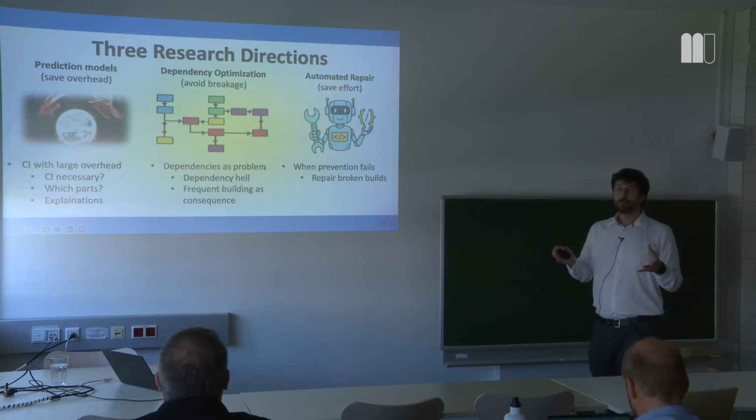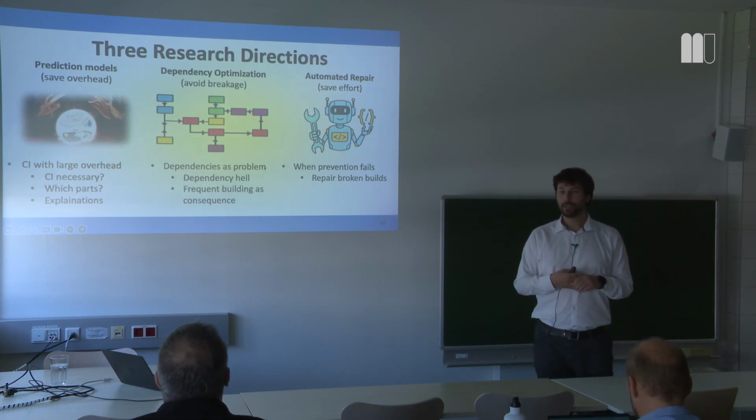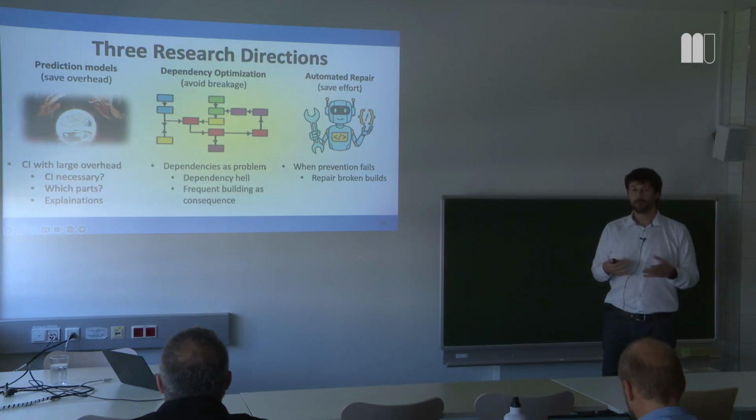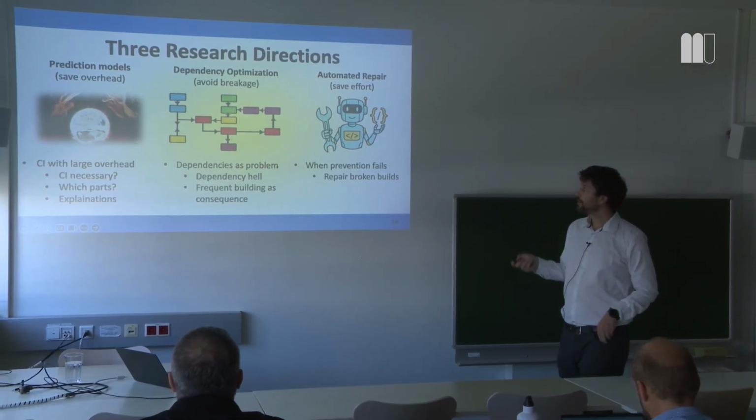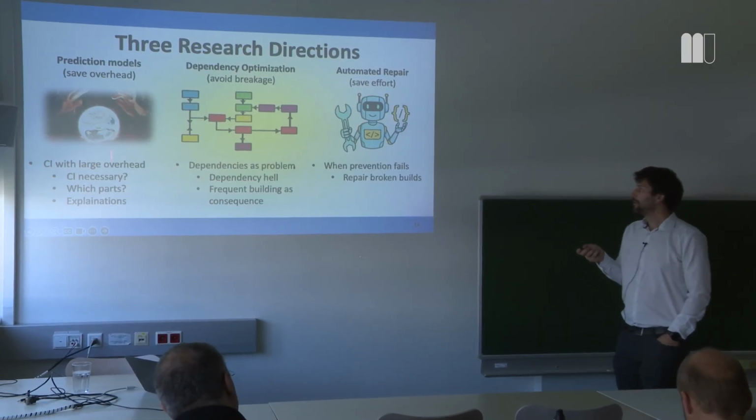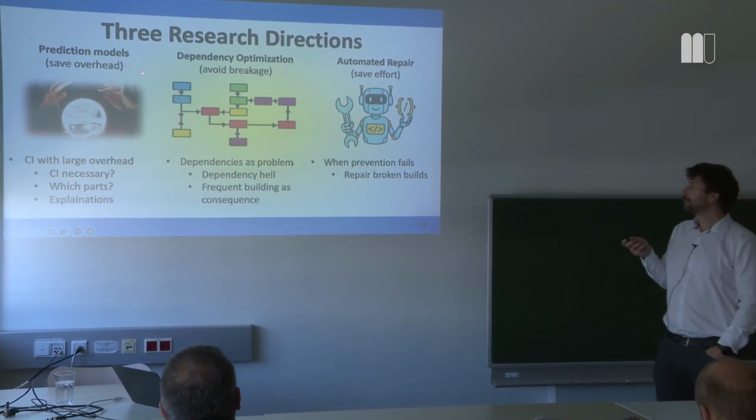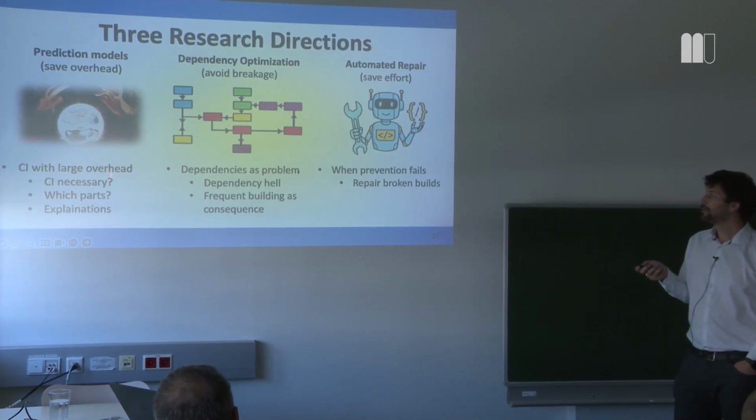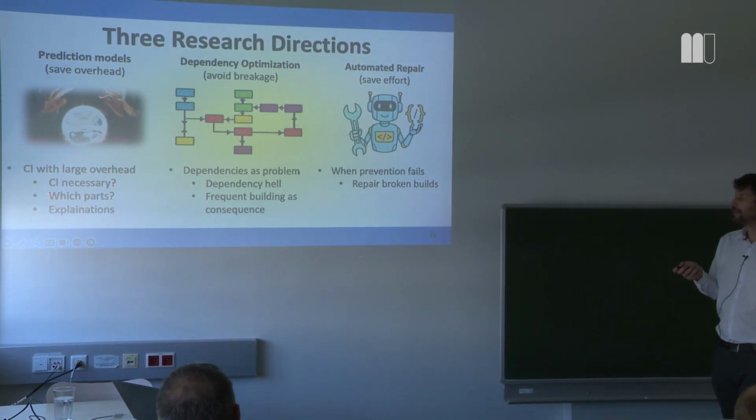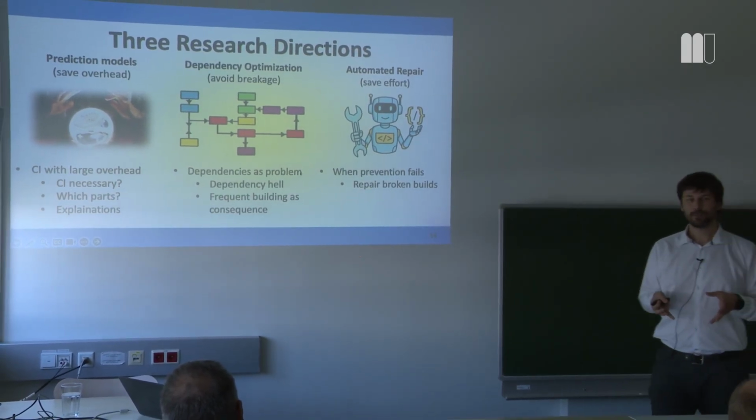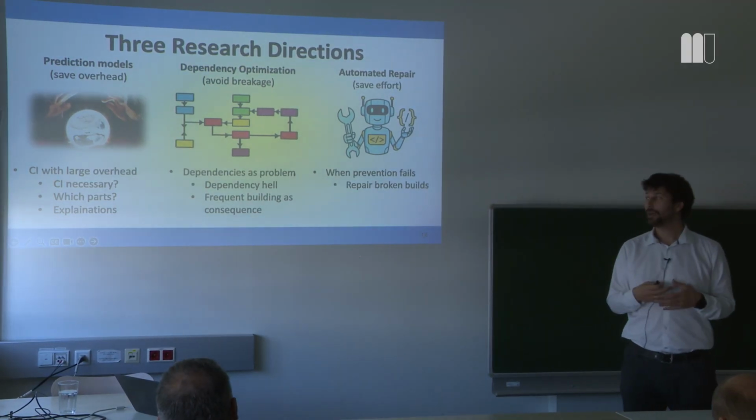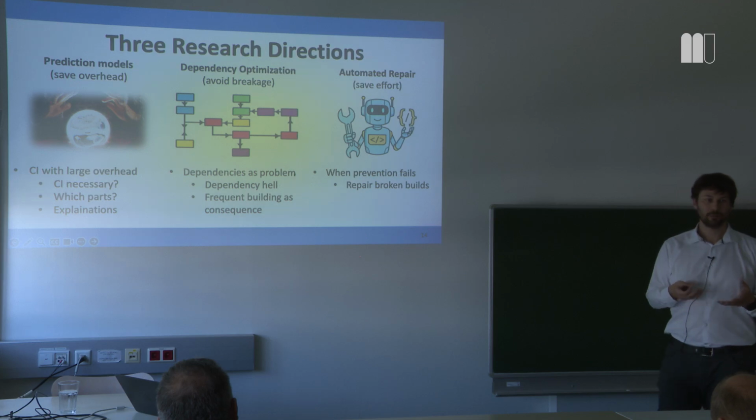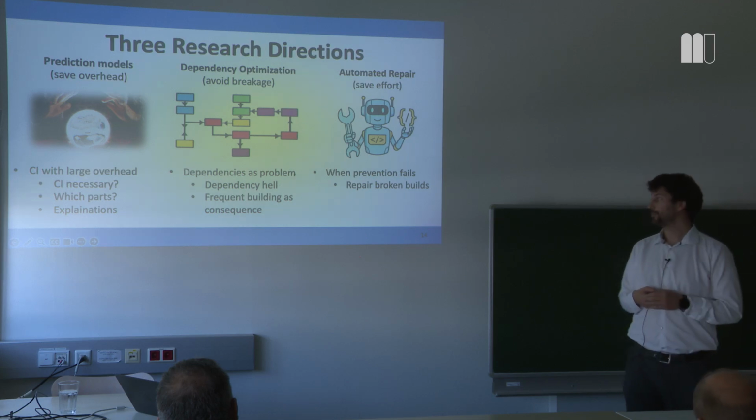These are also the 3 pillars, I would say, of my habilitation proposal, the 3 research directions that we want to tackle within this project. The first one, as I said, is prediction models, or crystal ball things, more or less, where we ask: is this CI run really necessary? Do we need to run all the parts of the CI run, or is it sufficient to run only parts of it? Which are those parts? And of course also explanations why this is the case, because otherwise the developers will not trust us too much.